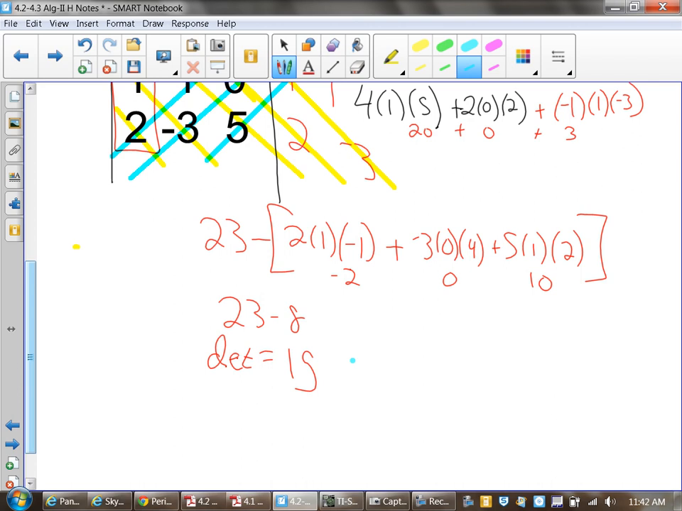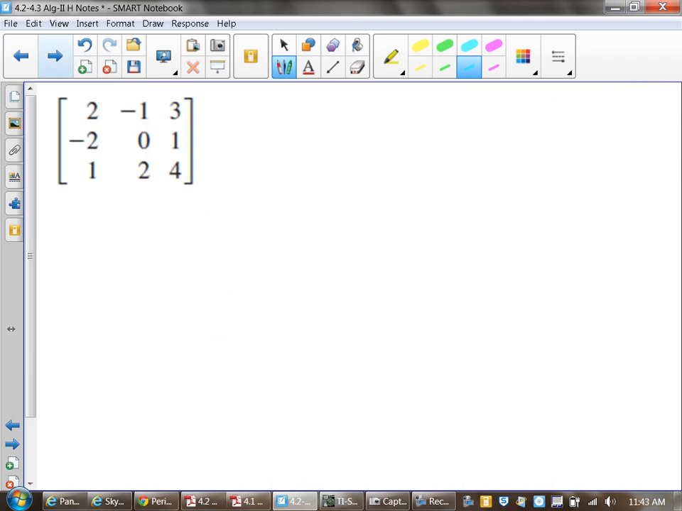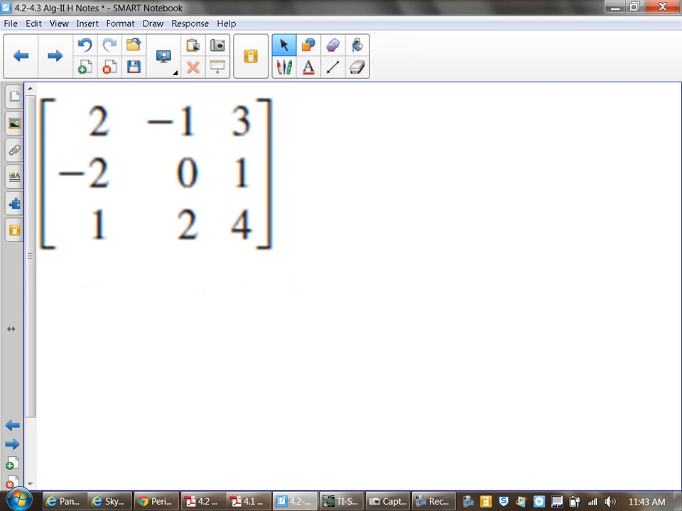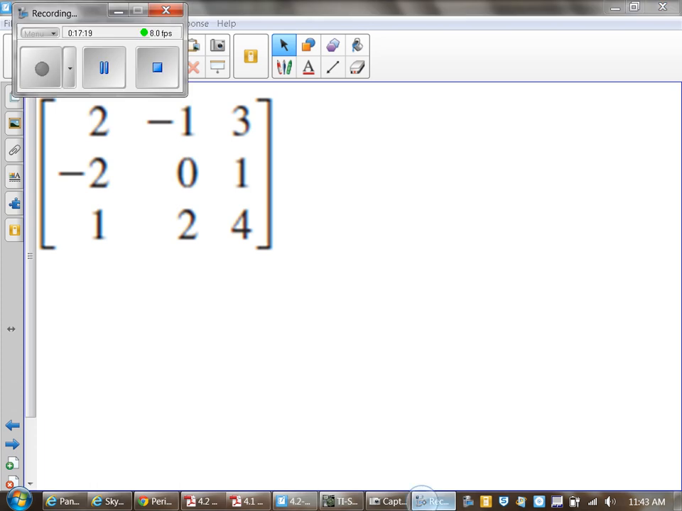Let's try another one. You guys all got this one down? I want to skip ahead. Yeah. We're all right? Yeah. All right. Let's go ahead and get the determinant of this one. Remember, you want to find all the downward before you find the upward. Okay? Go for it. I'll give you a second to try it.